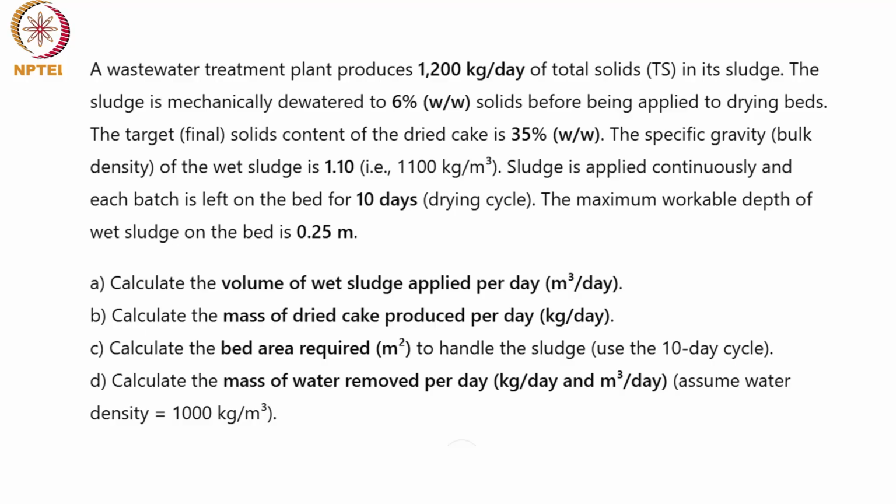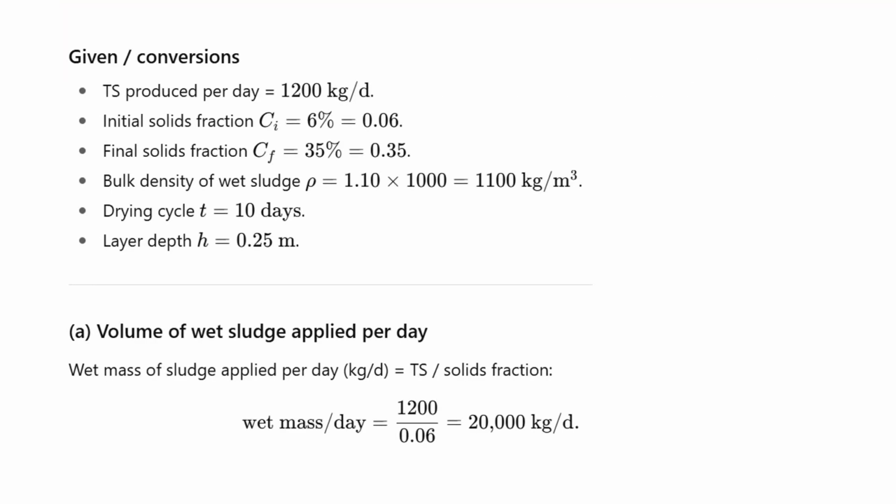Okay, so let's go to the solution. Yes, whatever we have written as given, they have written. But one thing is, the initial solids fraction is 6 percent. That is here, C1 is equal to 6 percent. When it goes to here, C2 is equal to 35 percent. Okay, so this is C1 and this is C2.